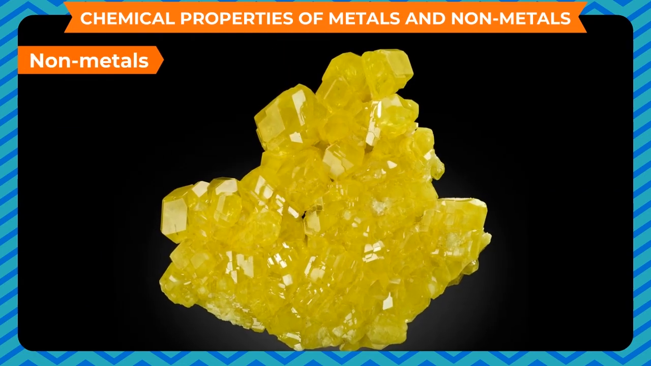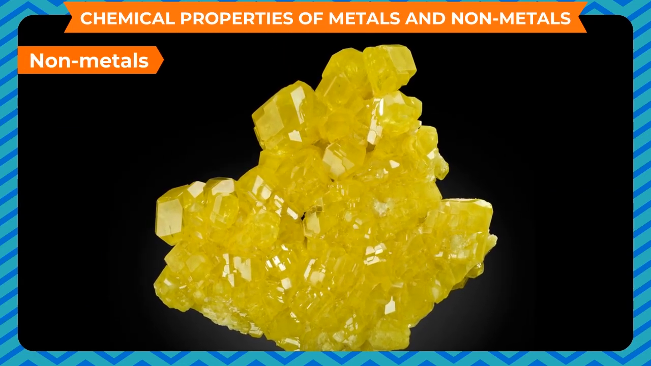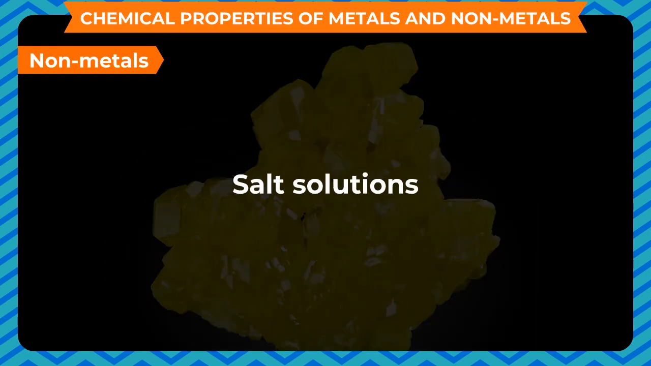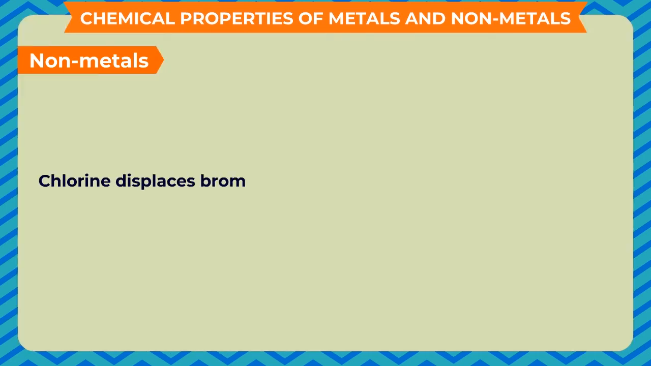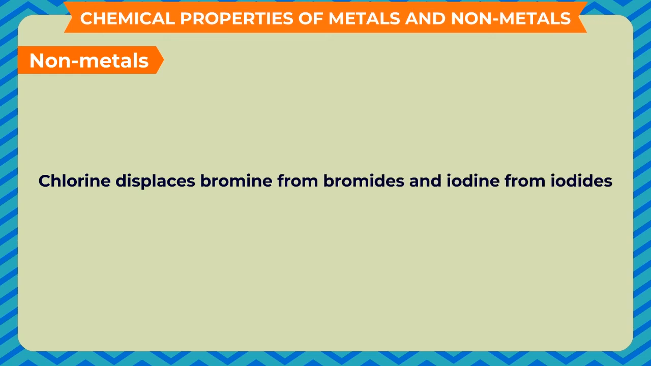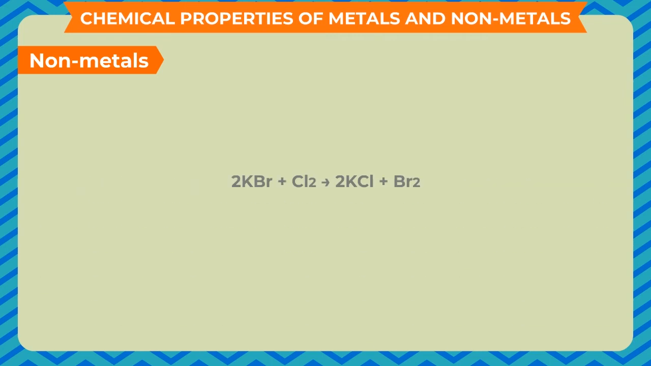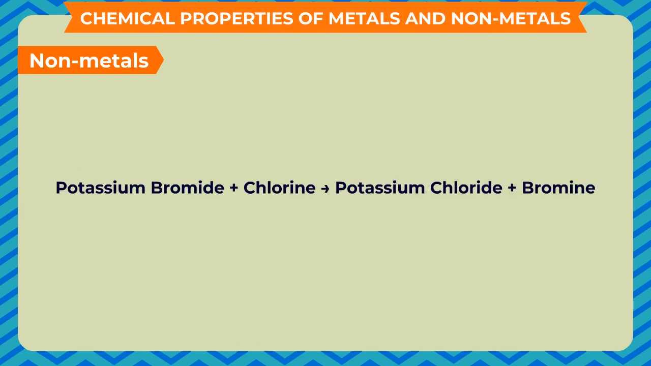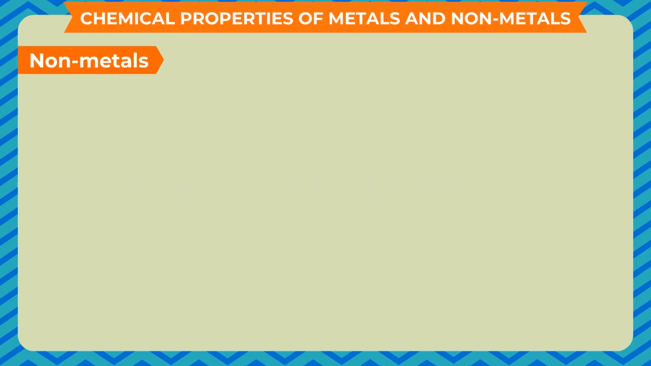Nonmetals. Certain more reactive nonmetals displace less reactive nonmetals from their salt solution. Chlorine displaces bromine from bromides and iodine from iodides. 2KBr plus Cl2 gives 2KCl plus Br2. Potassium bromide plus chlorine gives potassium chloride plus bromine.